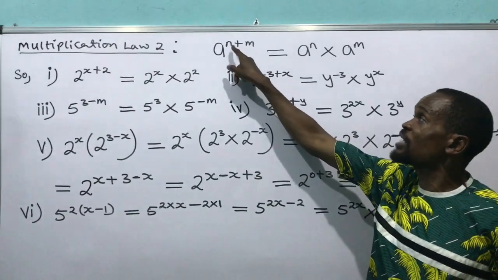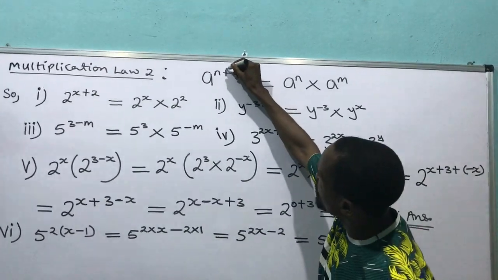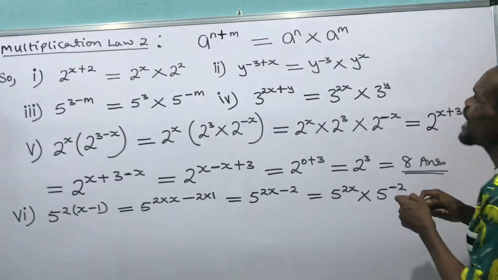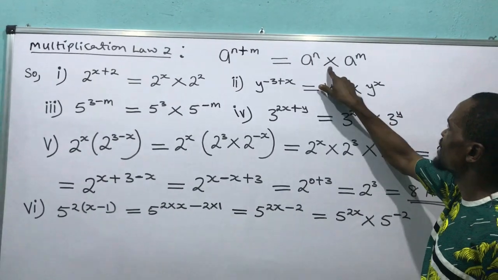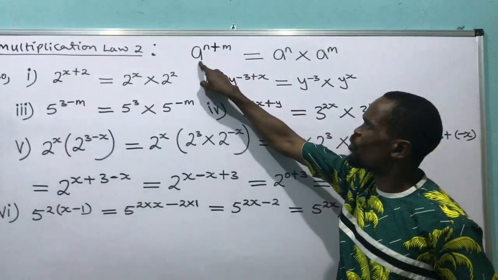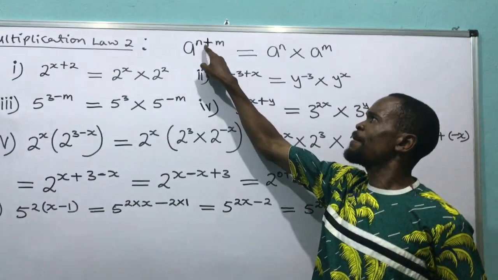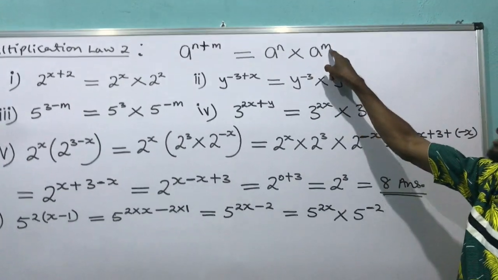In the law of logarithm we say addition is multiplication. When I say a raised to the power n times a raised to the power m is equal to a raised to the power n plus m, therefore a raised to the power n plus m simply means a raised to the power n times a raised to the power m.